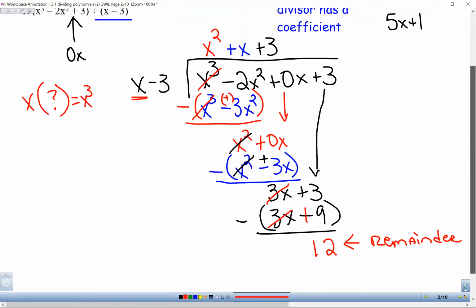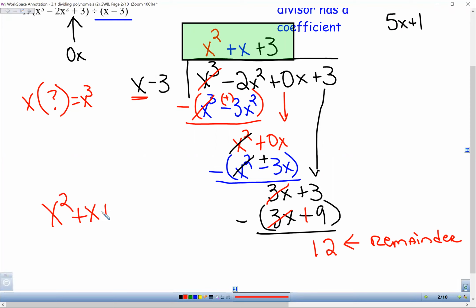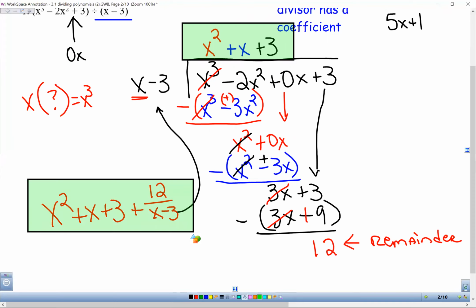Okay. So the way you're going to write this, our answer is the value we ended up with. So x squared plus x plus 3 plus, we still have our remainder. And the way you need to rewrite the remainder is the remainder over whatever we divided by. So that is the x minus 3. So this would be your answer in WebAssign. And make sure you put the remainder as a fraction. Okay. All right, so that's long division.